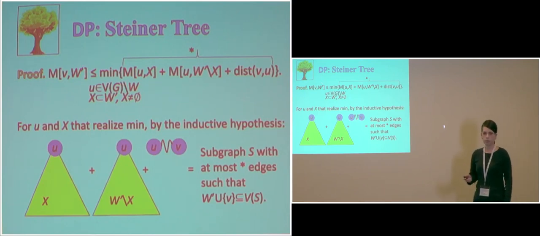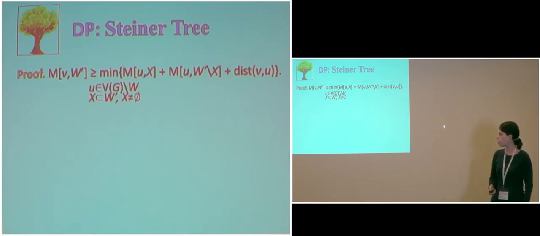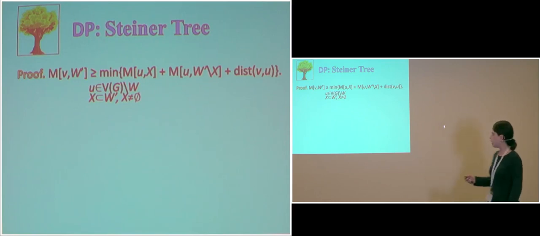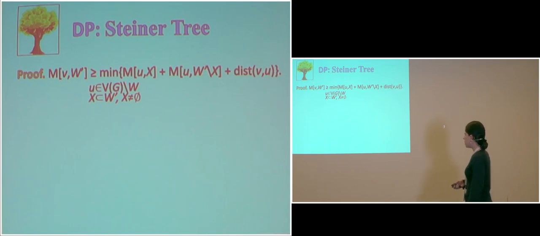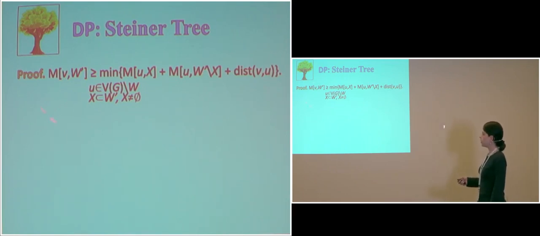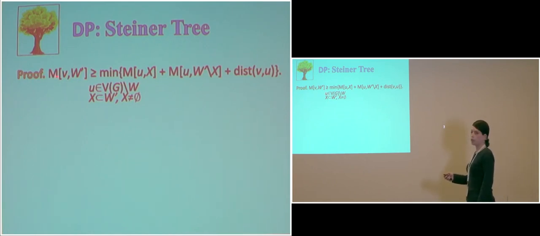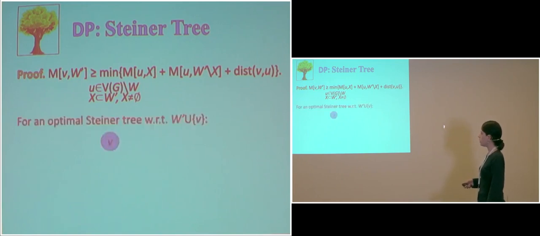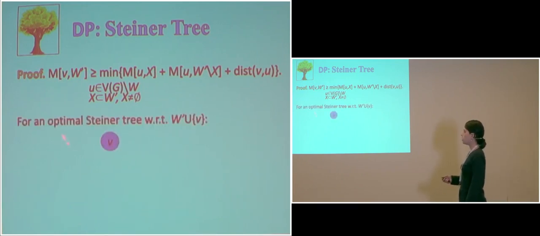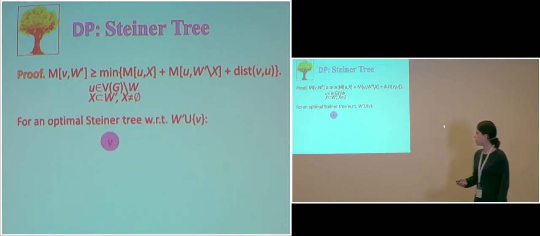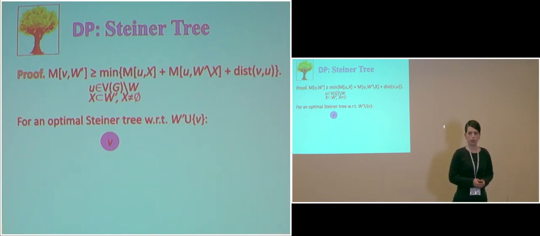Okay? Now let's look at the other direction. So now we want to prove this direction. Okay? So let's look at the best Steiner tree that we have for W prime union V. Okay, that contains W prime and V. So it has V here somewhere. Where is the rest of the terminals in W prime? What can we say about them?